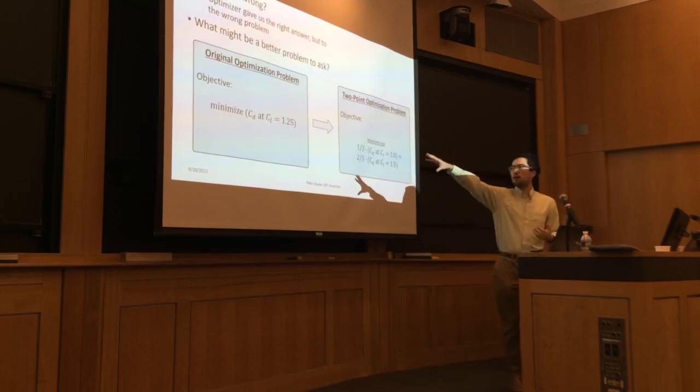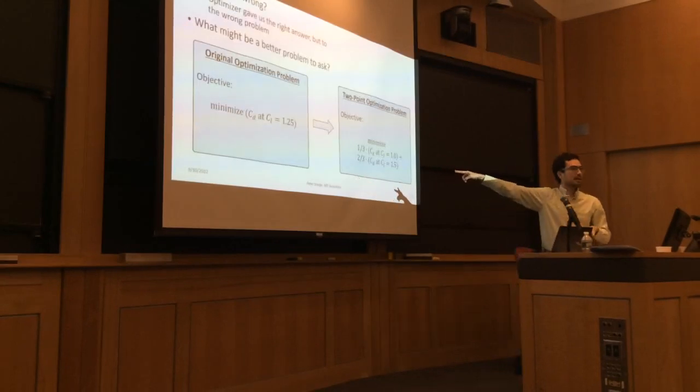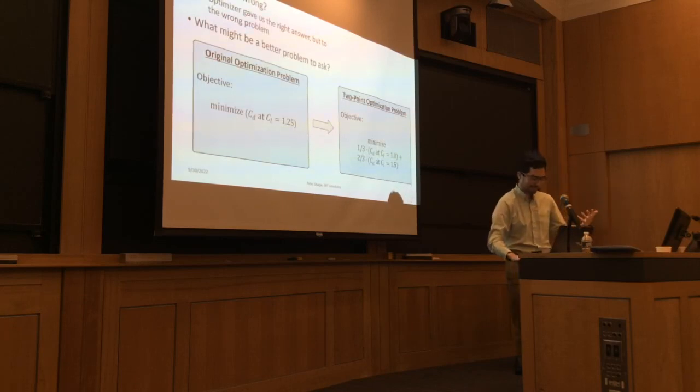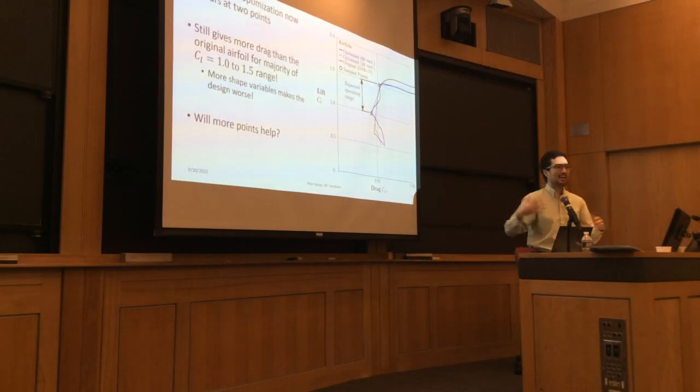So on the original problem, we said minimize the drag at this lift coefficient. What if we ask, how about if we minimize the drag averaged over the upper and lower bounds of that range that we care about? Now what happens? Well, we get something kind of predictable here. So now it's optimizing with this peaky optimization at 2 points here.